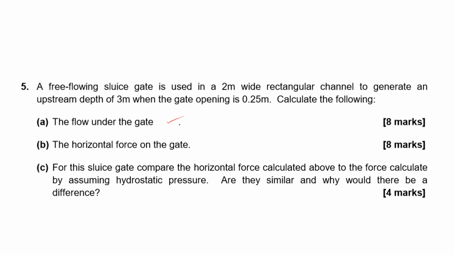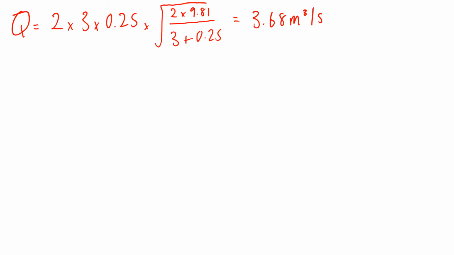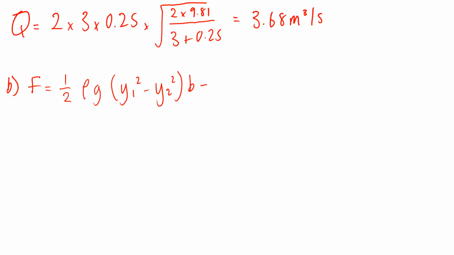Part B now says calculate the horizontal force on the gate. So the horizontal force, the equation for the force is given by F equals a half rho, which is density, times gravitational acceleration, times y1 squared minus y2 squared, times b, minus rho q, discharge, times v2 minus v1.